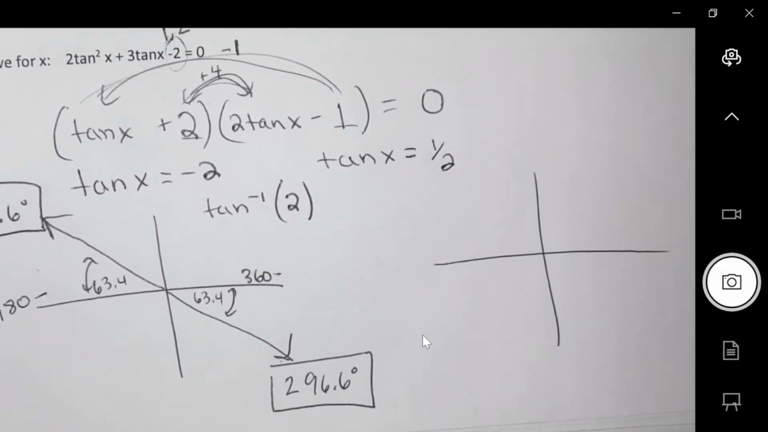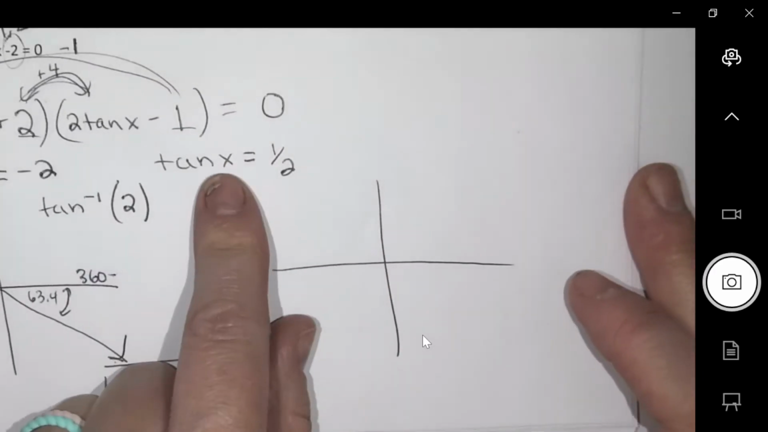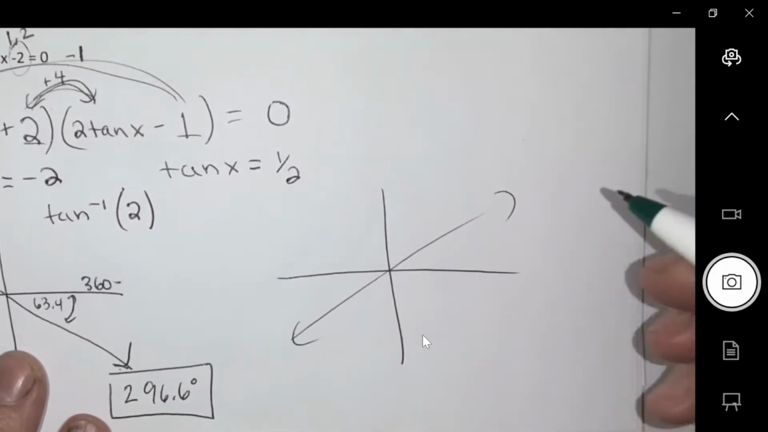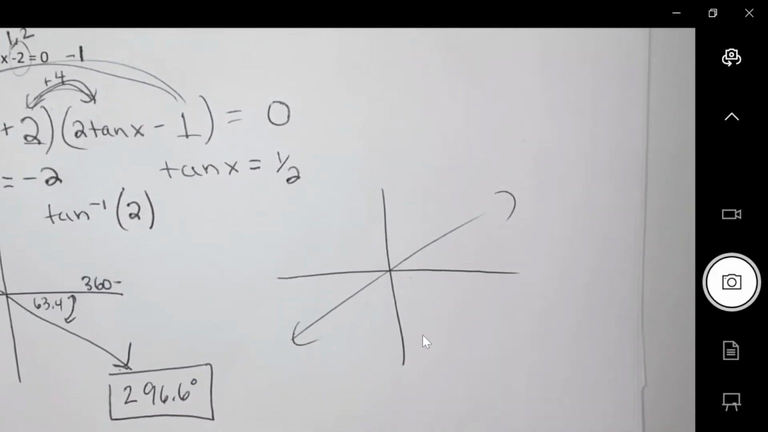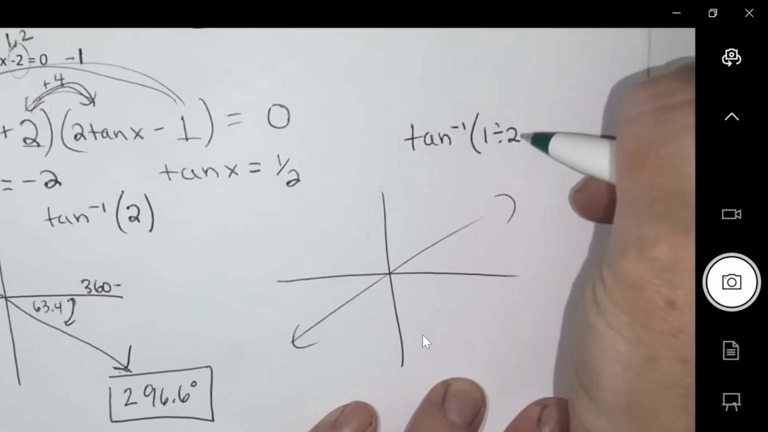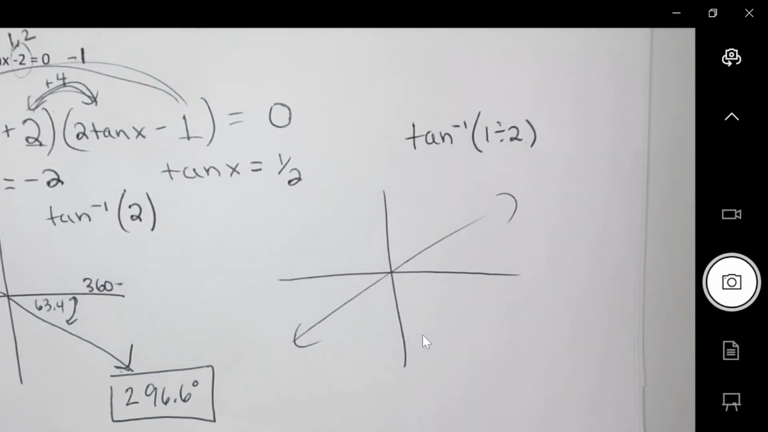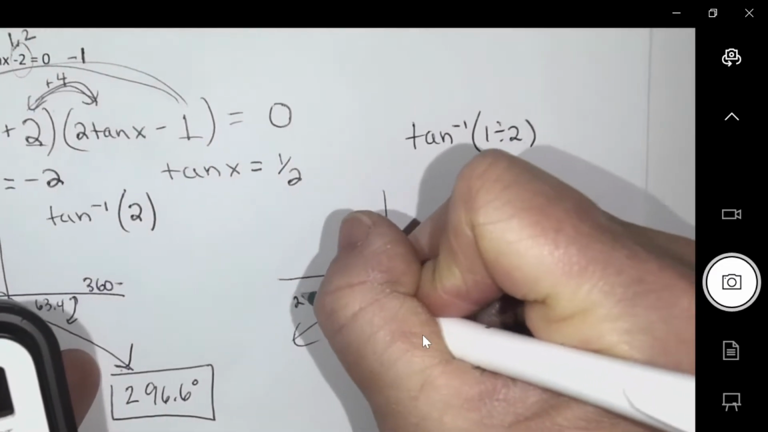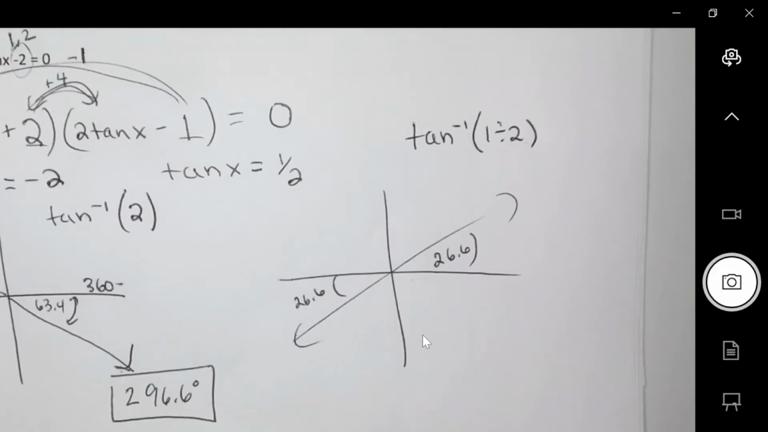Okay. Now we got to do the other. So tan is a half. So where could it be? In 1 or 3, in those quadrants. Now I'm going to tan inverse the 1/2, and that's going to give me a reference. And that reference is saying to me, I'm this far from the x-axis.